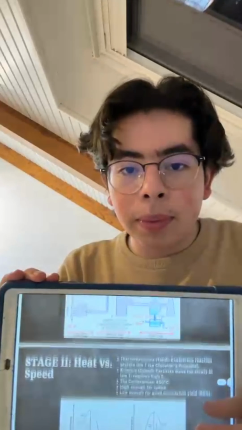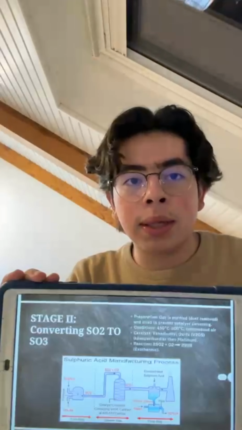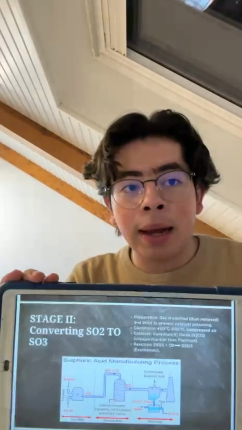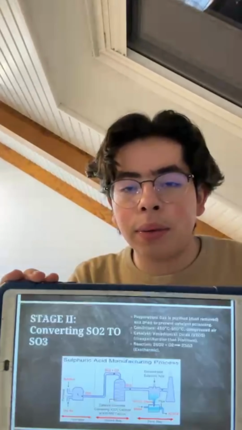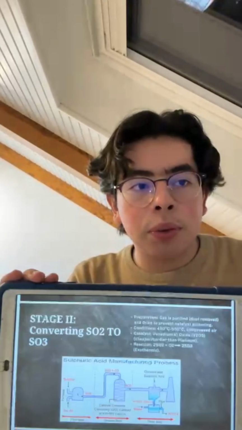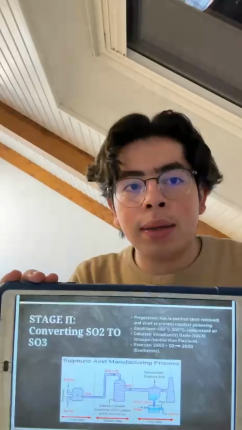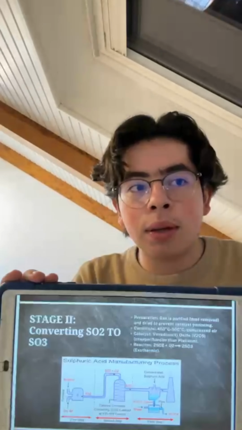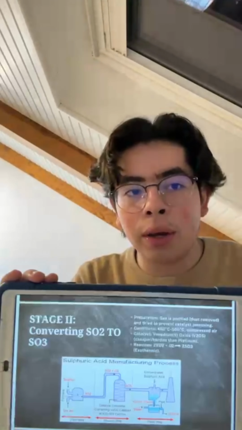To make this compromise work, we rely on the vanadium oxide catalyst. This catalyst lowers the activation energy, allowing the reaction to proceed fast enough at this lower temperature without needing to turn up the heat and ruin the yield. This reaction is exothermic, and the temperature rises to about 600 degrees Celsius. Under these optimum conditions, there is a 98% yield of sulfur trioxide.